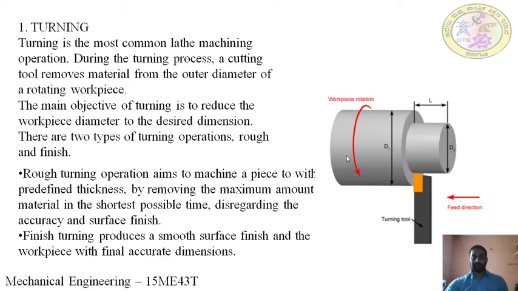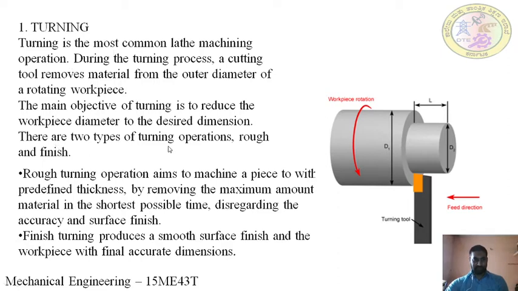In order to perform the turning operation, the workpiece is held between two centers, that is live center and dead center. Live center is the headstock chuck, whereas dead center is the tailstock. The main objective of turning is to reduce the workpiece diameter to the desired dimension. Initially the given raw material is not at the finished dimension, so in order to give the finished dimension with a good surface finish, we perform the turning operation.